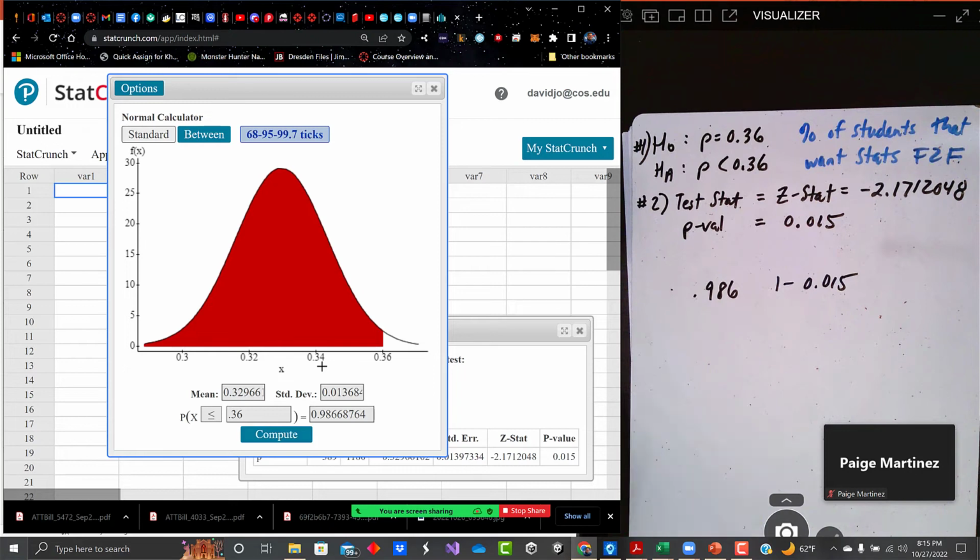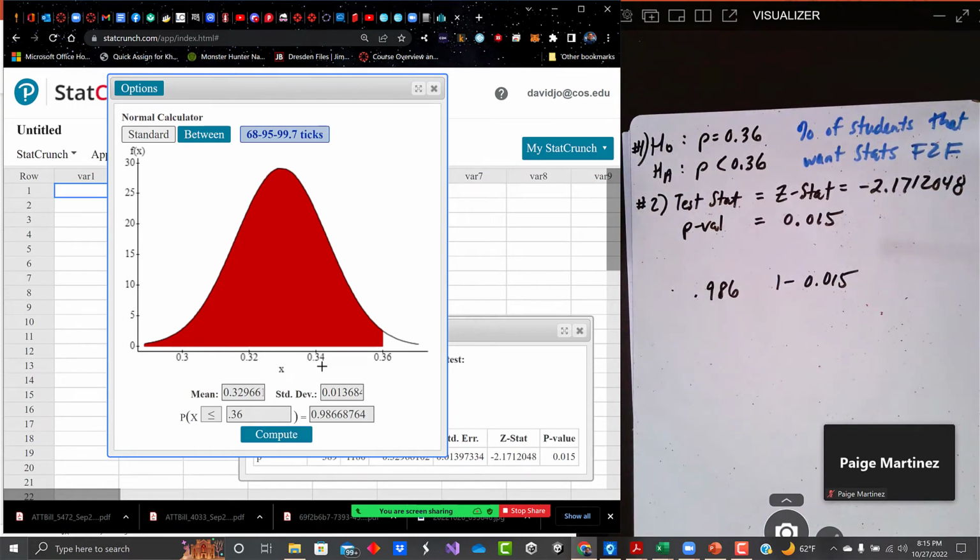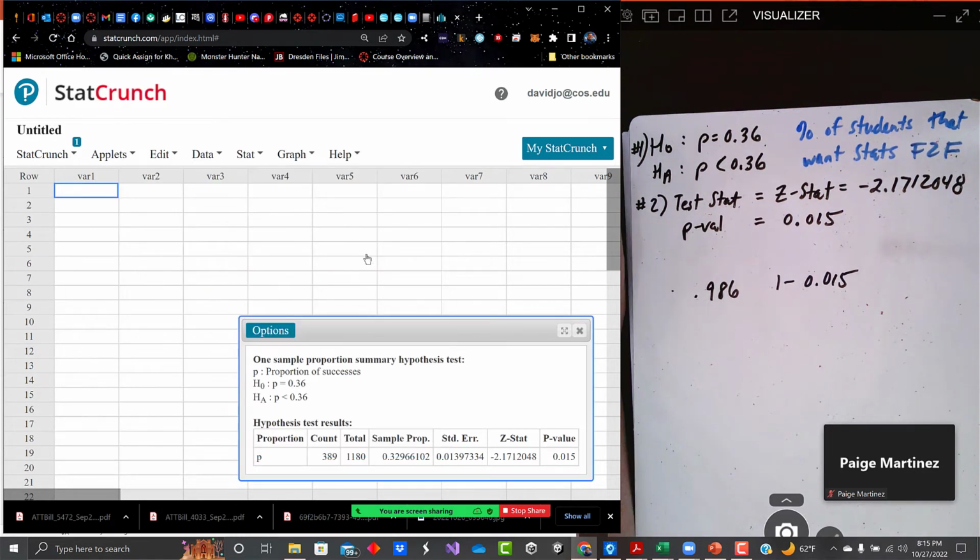Okay, so that's kind of how the normal calculator ties into it. But putting it into the hypothesis test gives you all that information. So we're back over. Oops, did I do that? Let me do that again.